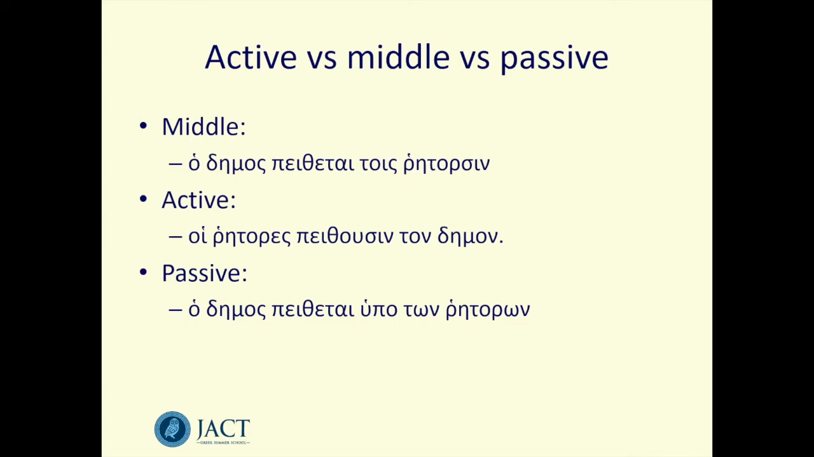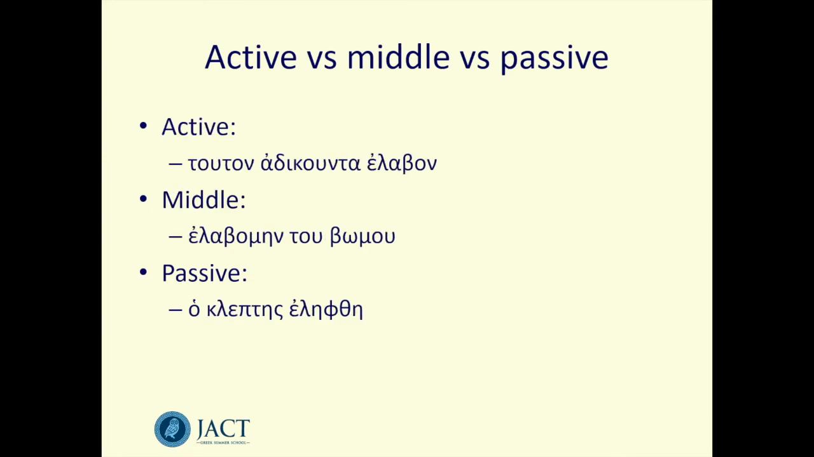Ho demos peithetai hypo ton rhetoron. We can see then that there may be a relationship of meaning not only between active and passive, but also between active and middle, but that the active and middle relationship is rather more idiomatic and depends on the meaning of the particular verb. Very often, these meanings and their relationships simply have to be learned.